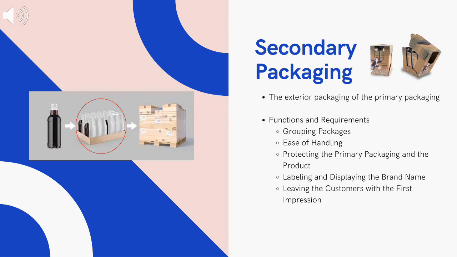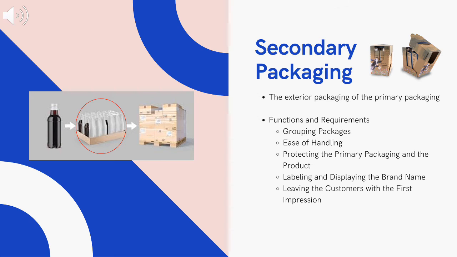Then, it also provides ease of handling, which facilitates the delivery of vast quantities of the product to the point of sales or end users. More importantly, secondary packaging can protect the primary packaging and the product itself, for example, during transport on pallets. Last but not least, labeling and the brand name can also be shown on the design, which includes the logo and company information, and the level of packaging a consumer receives first is secondary packaging.